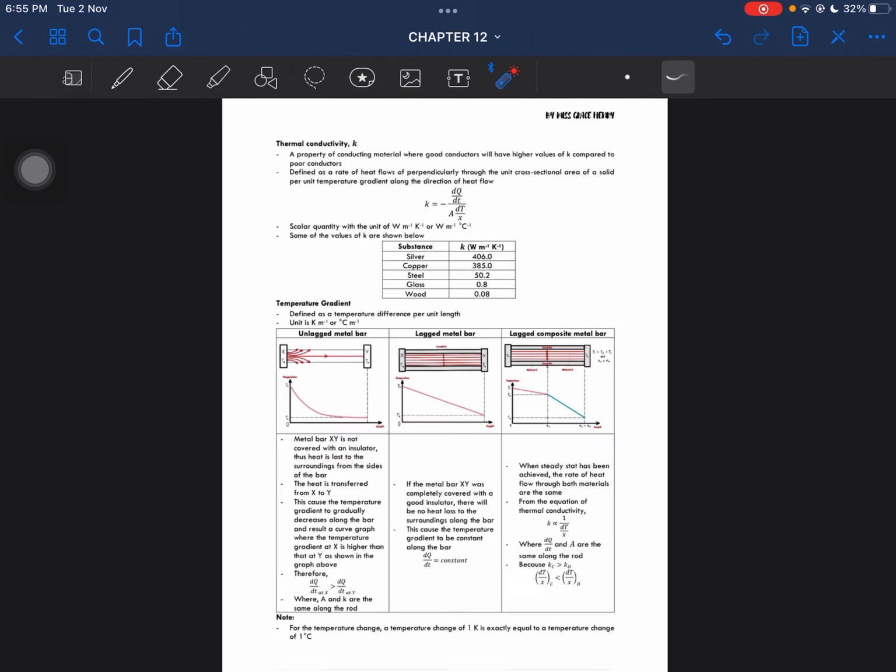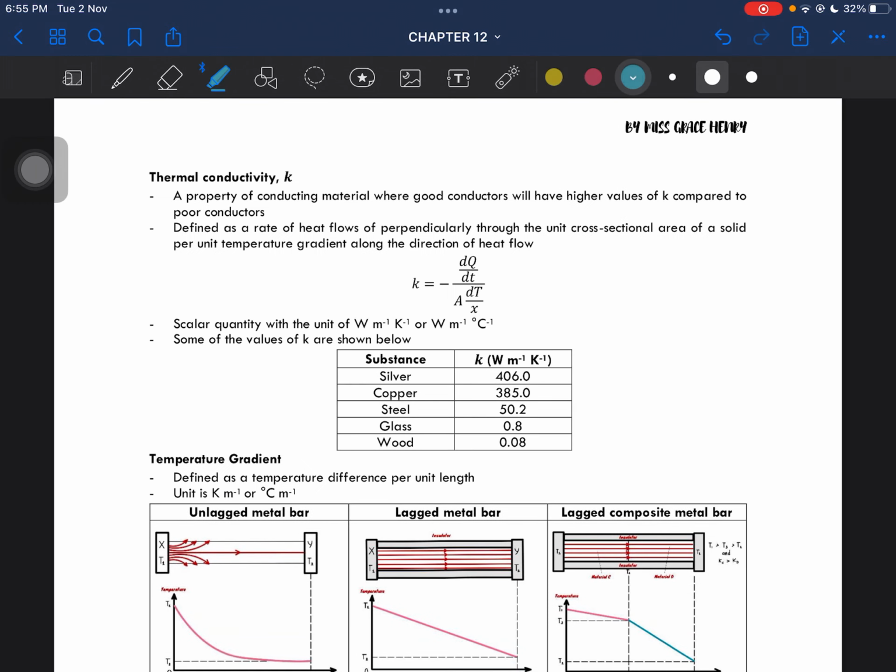Thermal conductivity K is a property of the conducting material where good conductors will have higher values of K. So the higher the value of K, it is telling us that it is a good conductor.